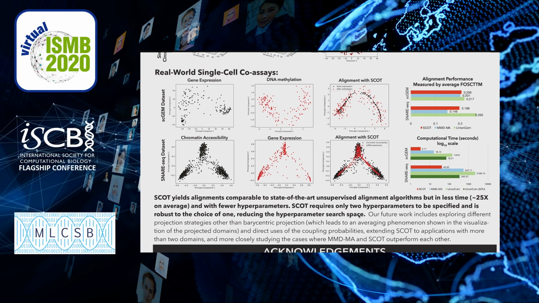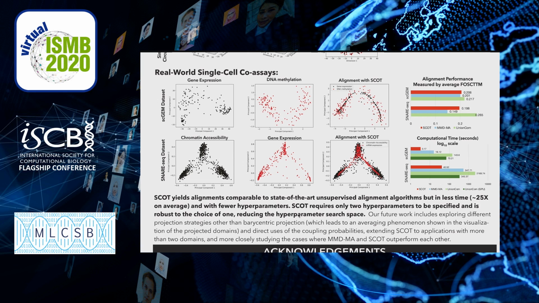Overall, we show that SCOT yields alignments comparable to the other state-of-the-art unsupervised alignment algorithms, but in significantly reduced time, which is desirable when working with high-dimensional datasets. Moreover, while UnionCom and MMD-MA require tuning of 4 hyperparameters, SCOT only requires 2 and is robust to the choice of 1. This is an advantage because tuning hyperparameters can be challenging in an unsupervised setting.